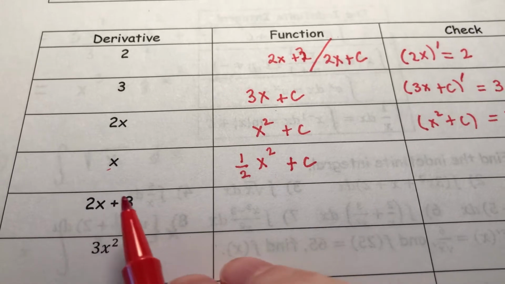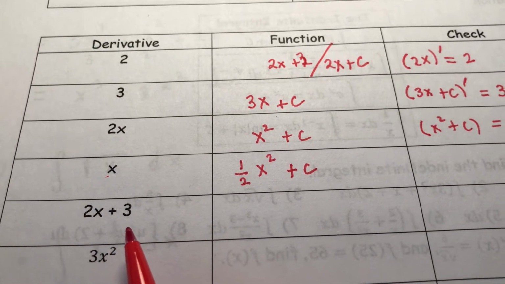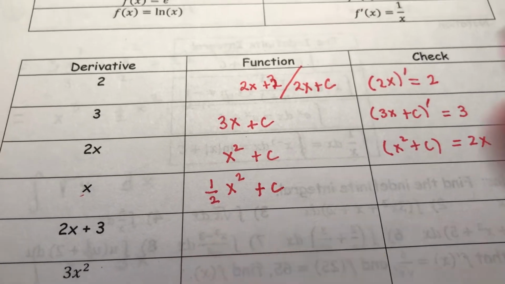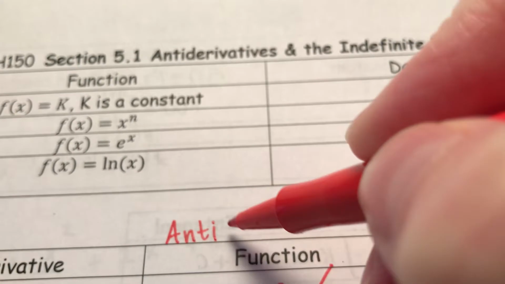Now we can look at a function whose derivative is 2x plus 3, and what we're really doing is called the antiderivative. I'm going to write that up here. It's called the antiderivative.